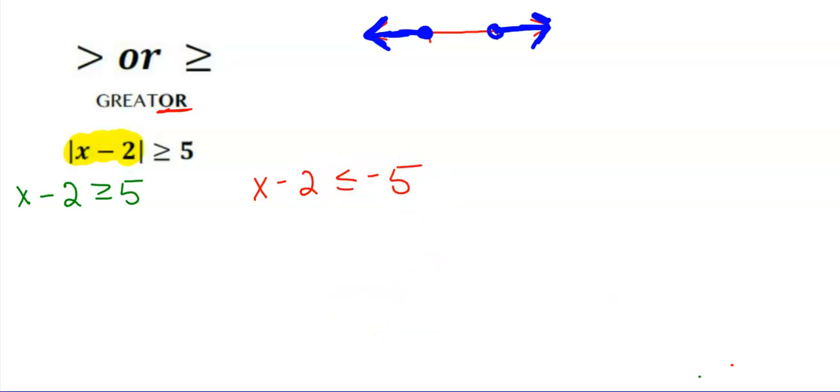Then we'll just solve each inequality like it is and figure out what it looks like on the number line. So I'm going to add 2 on both sides. x is greater than or equal to 7. And then I'm going to add 2 over here. x is less than or equal to negative 3. All right, let's think about the number line.